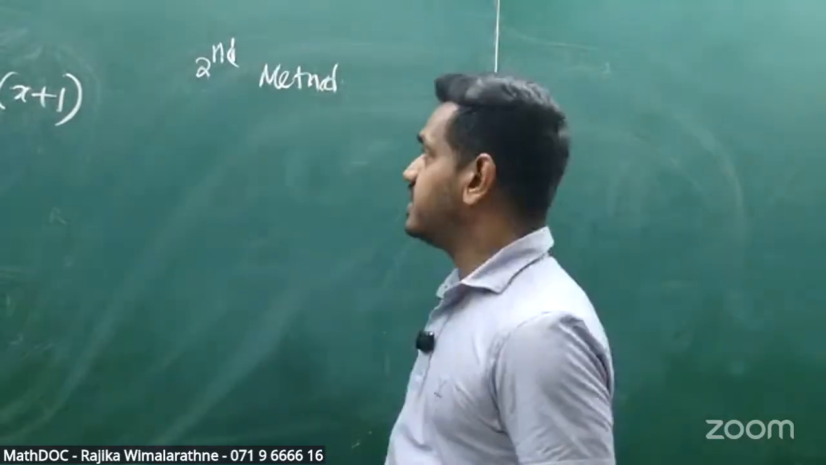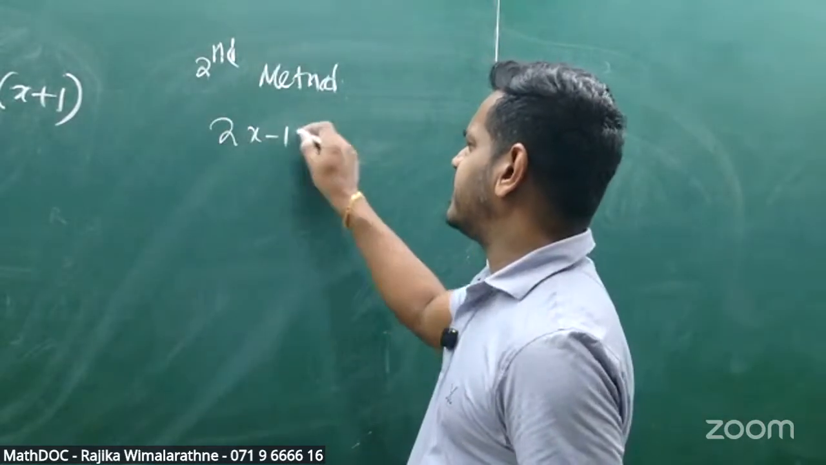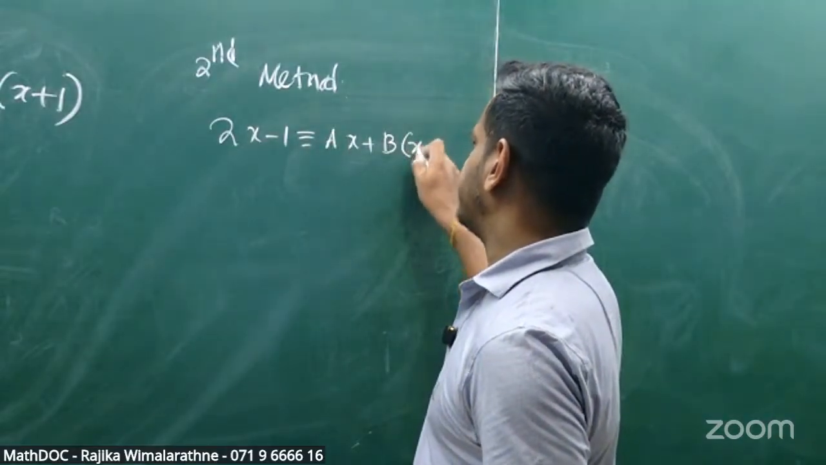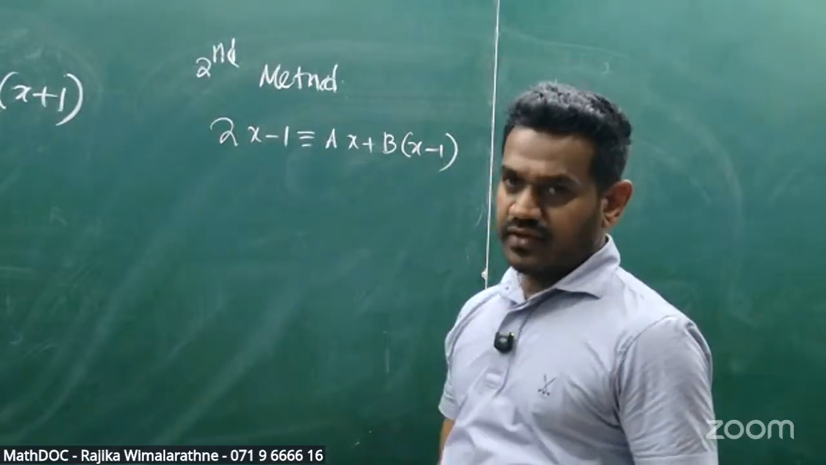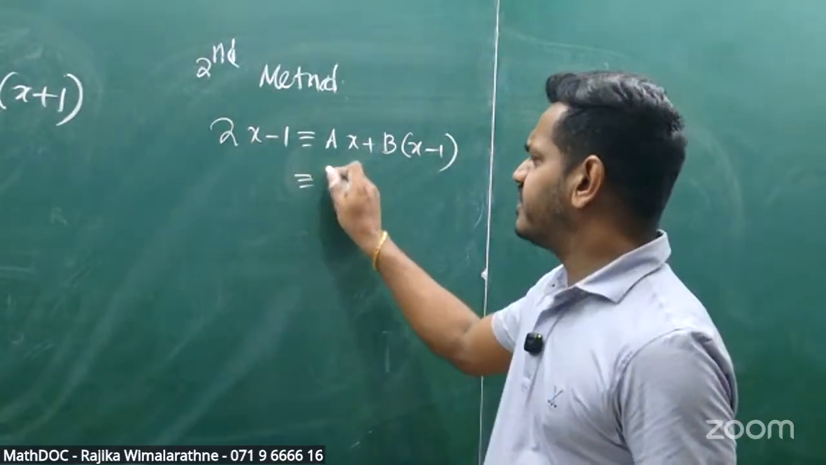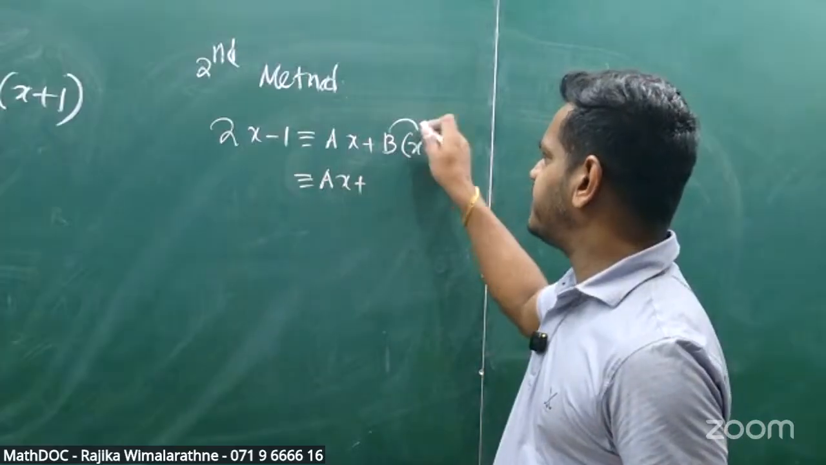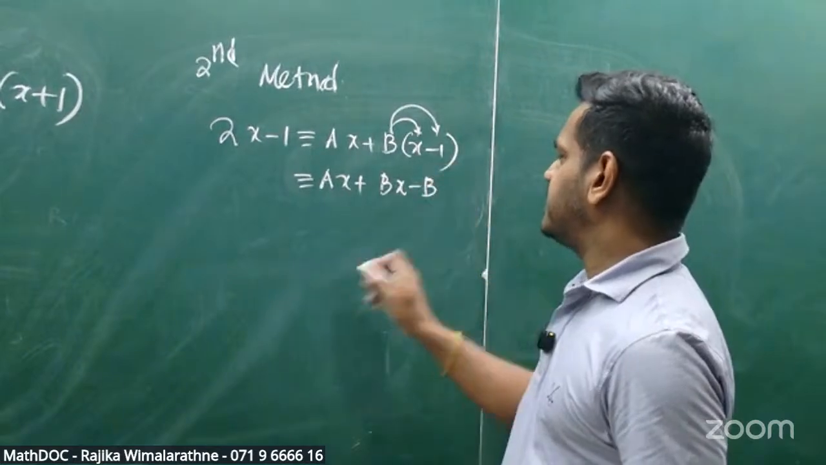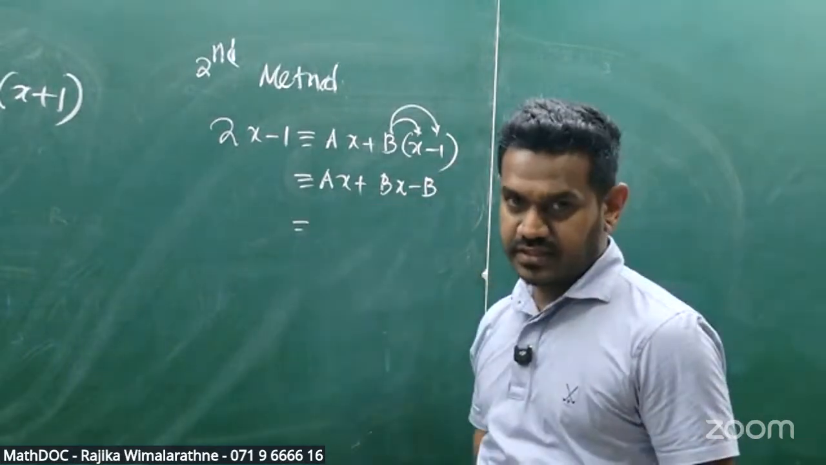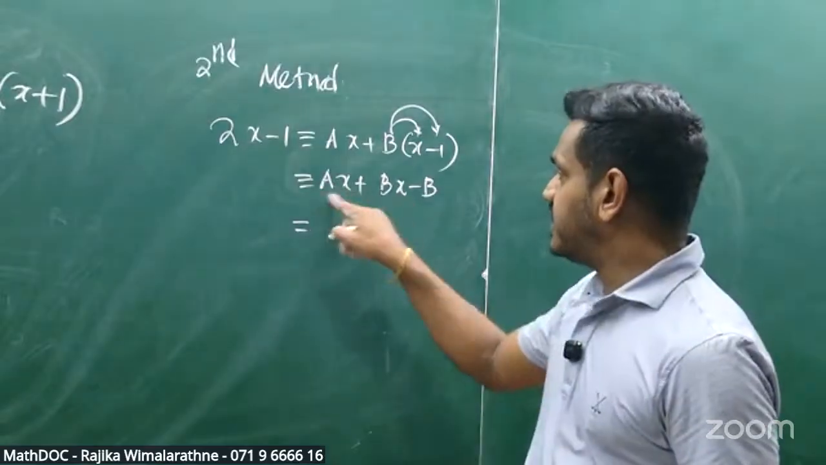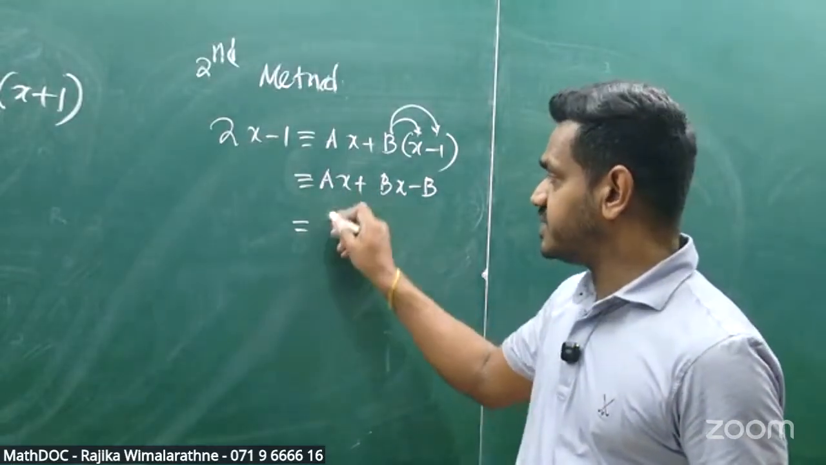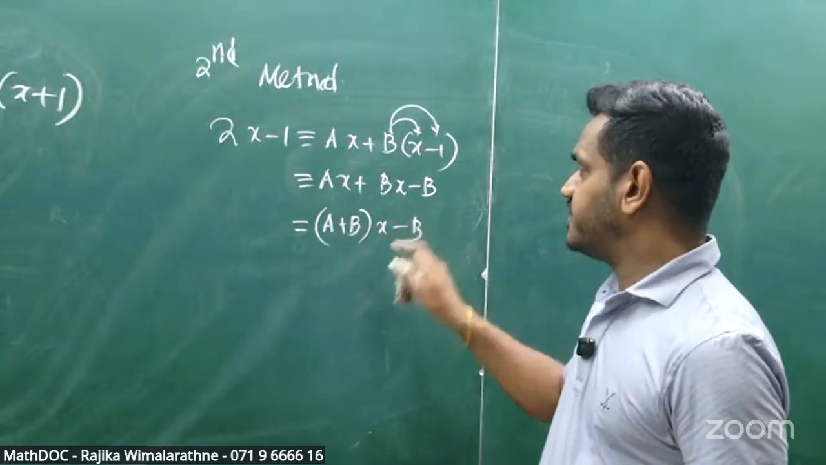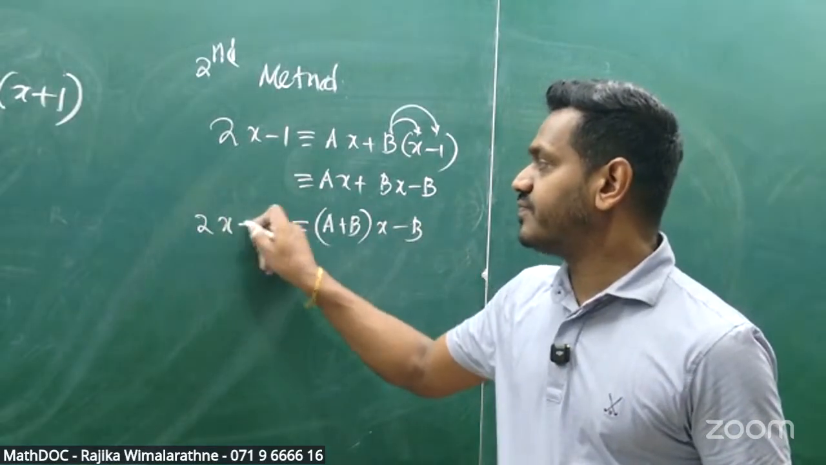You see this one? You consider 2x minus 1 identical to a times x plus b times x minus 1 kind of thing. Okay. Then here we have ax, then expand this. Here bx minus b. Then you take similar type terms together. Then when you consider here ax and bx, they are similar type terms. Then take x outside, a plus b times x minus b. Now these identities are same, no?